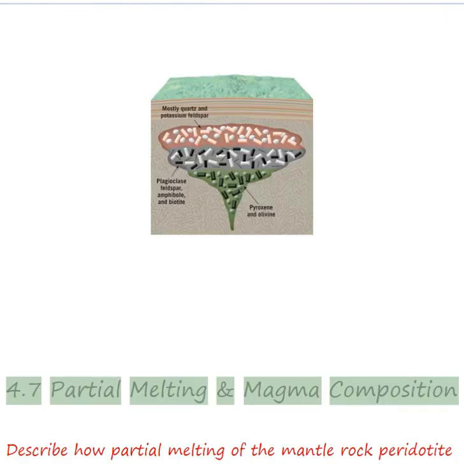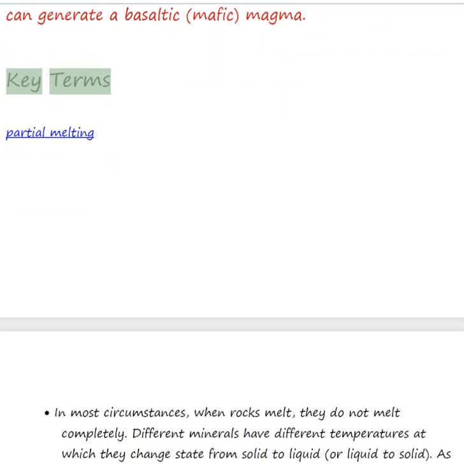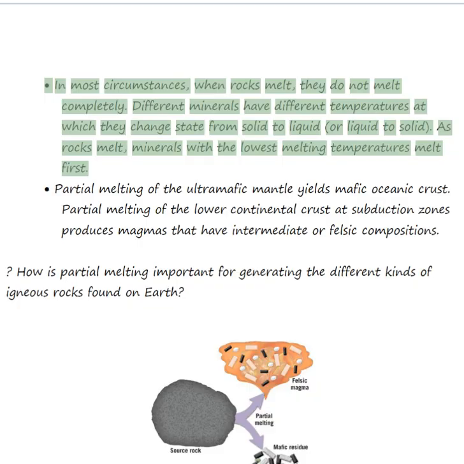4.7 Partial melting and magma composition. Describe how partial melting of the mantle rock peridotite can generate a basaltic magma. Key terms: partial melting. In most circumstances, when rocks melt, they do not melt completely. Different minerals have different temperatures at which they change state from solid to liquid. As rocks melt, minerals with the lowest melting temperatures melt first.